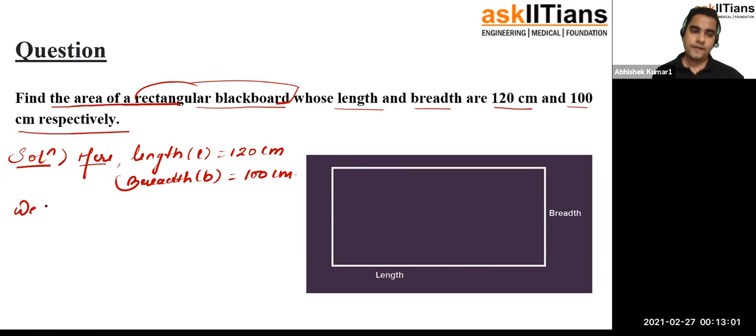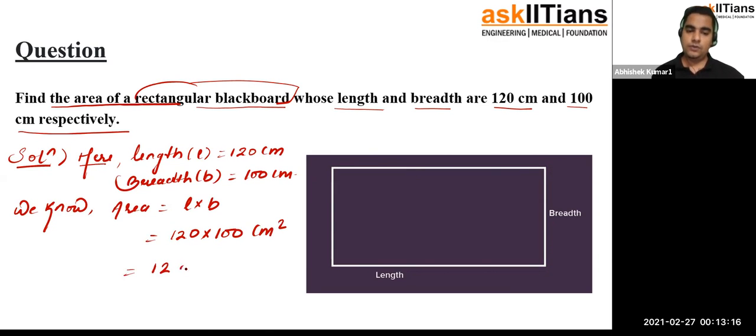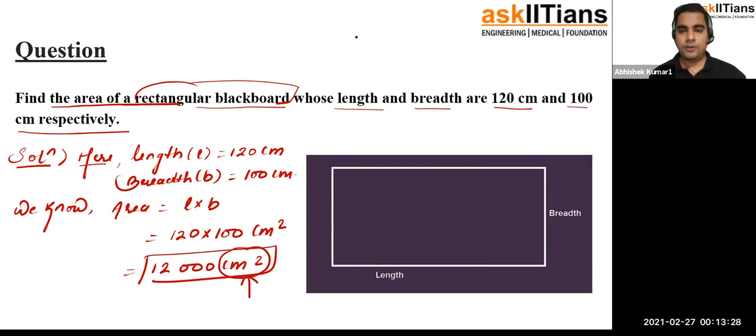And what do we know? We know the formula for the area of rectangle. The area of any rectangle is always given by L into B. So if you multiply it, you will get 120 into 100 centimeter square. That is going to give you 12000 centimeter square. And the point I was emphasizing in the very beginning is that it's very, very important to mention the unit. If you forget to write the unit, then there are chances that you might lose around half mark for that. Clear? So you can go through it.